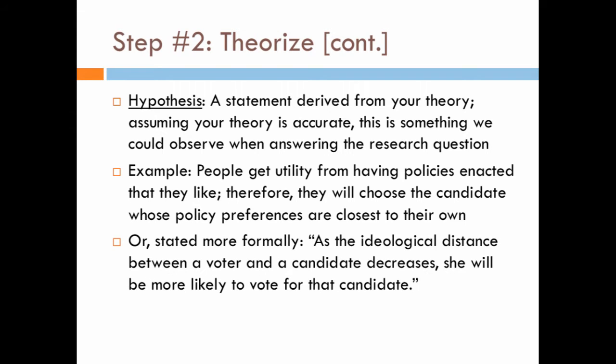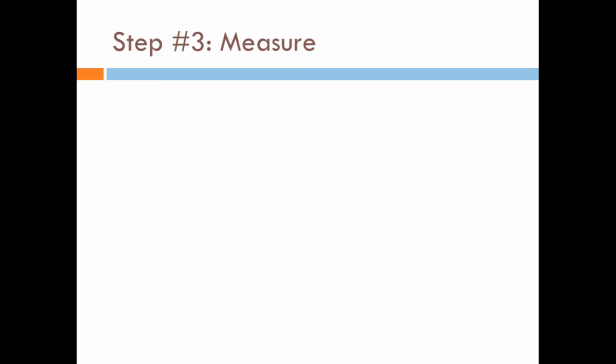Or stated more formally, as what we call a testable hypothesis: as the ideological distance between a voter and a candidate decreases, she will be more likely to vote for that candidate. This is something that we can measure, that we can test, that we can quantify, and that's the goal, right? We want to find ways to put our theory into practice by generating testable hypotheses.